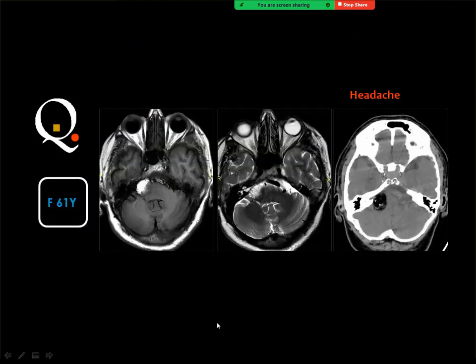radiology. This is a female patient, 61 years old, presented with headache. This is CT, T1, and T2 weighted images.